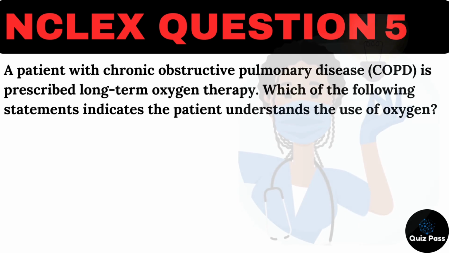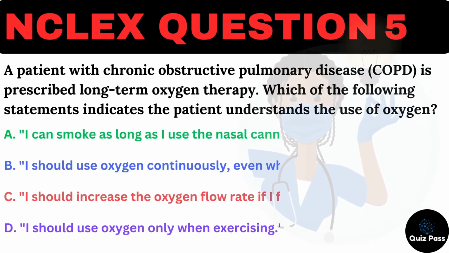A patient with chronic obstructive pulmonary disease, COPD, is prescribed long-term oxygen therapy. Which of the following statements indicates the patient understands the use of oxygen? A. I can smoke as long as I use the nasal cannula. B. I should use oxygen continuously, even when I feel fine. C. I should increase the oxygen flow rate if I feel short of breath. D. I should use oxygen only when exercising.